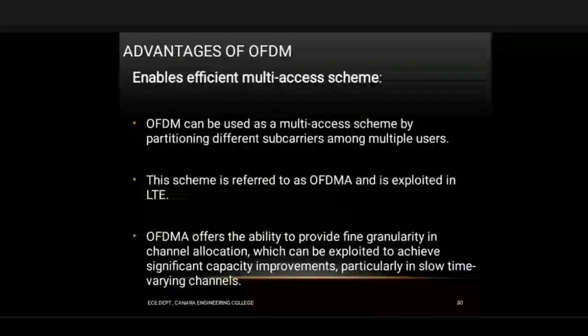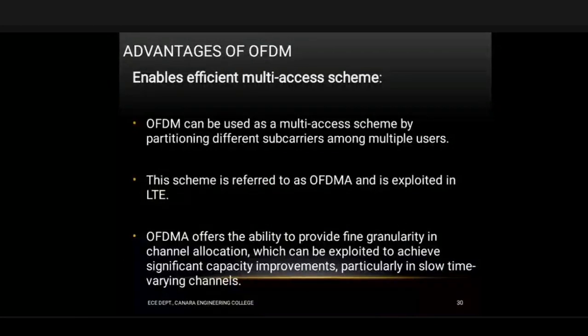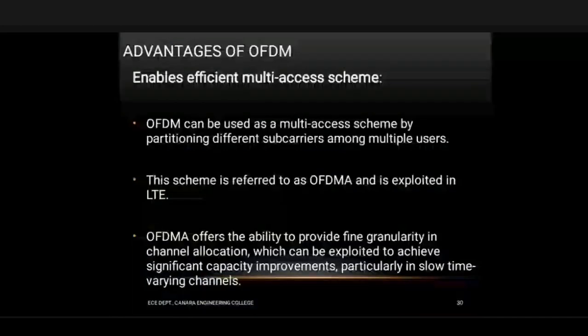Another advantage is that it enables efficient multi-access schemes. We can partition different subcarriers among multiple users. Anyway, we have multiple subcarriers and we can assign them to multiple users. This scheme is referred to as OFDMA and is exploited in LTE. OFDMA offers the ability to provide fine granularity in channel allocation, which can be exploited to achieve significant capacity improvements, particularly in slow time-varying channels. We can increase the system capacity by using this scheme.